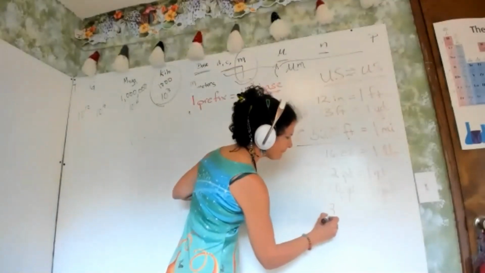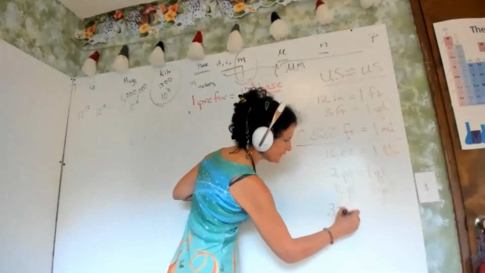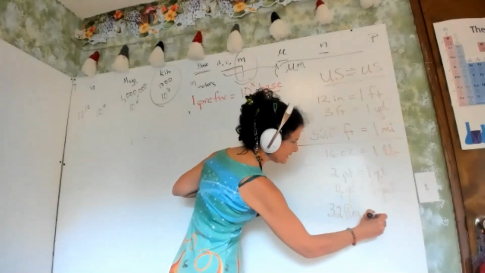You're going to see me using these conversions. 32 fluid ounces, that's a Z, equals 1 quart.